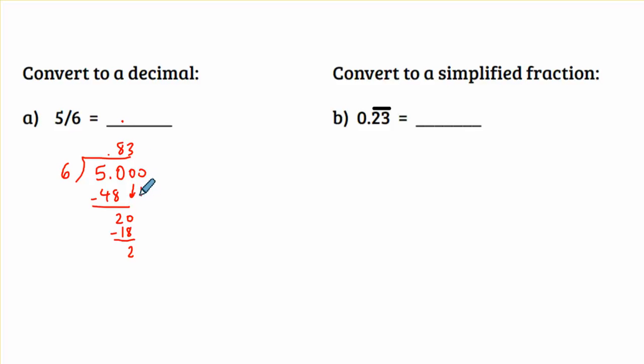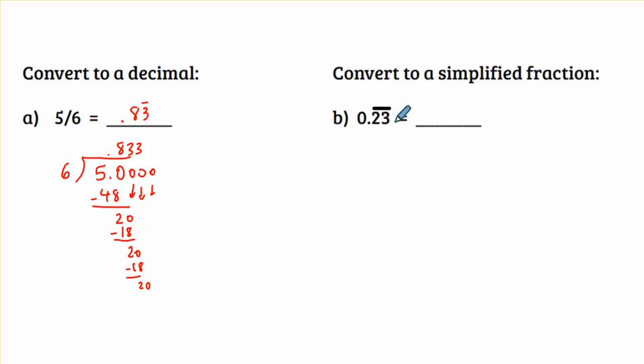That seems familiar. I swear I've done this before. 6 into 20 3 times. 3 times 6 is 18. Gosh, what's going to keep on happening? I'm going to keep on getting a 3. It's going to keep on going and going. So when I write it as a decimal, that bar needs to go just over that 3.